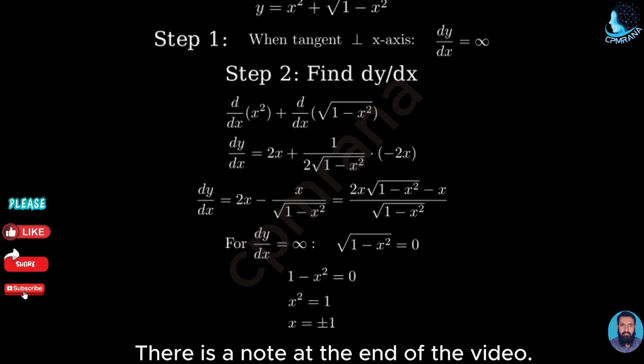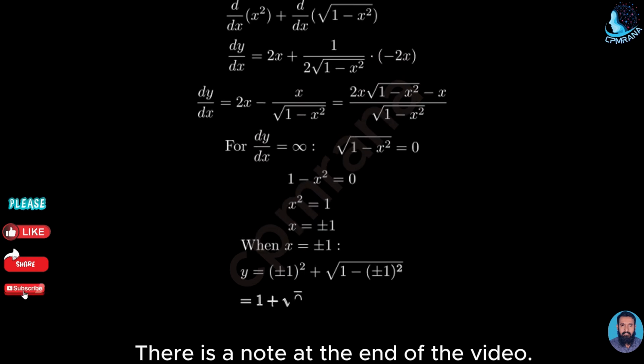Solving this equation, square root of 1 minus x squared equals 0 means 1 minus x squared equals 0, which means x squared equals 1. Therefore, x equals plus or minus 1. Now that we have our x values, let's find the corresponding y values by plugging x equals plus or minus 1 back into our original equation.